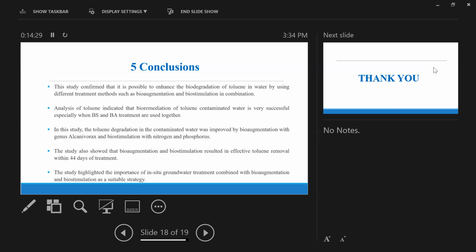This study was run for 44 days, and it was enough to reduce the amount of toluene in water by more than 99%. The study highlighted the importance of in-situ groundwater treatment combined with bioaugmentation and biostimulation as a suitable strategy.